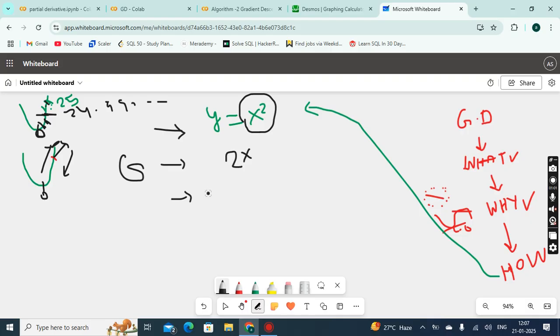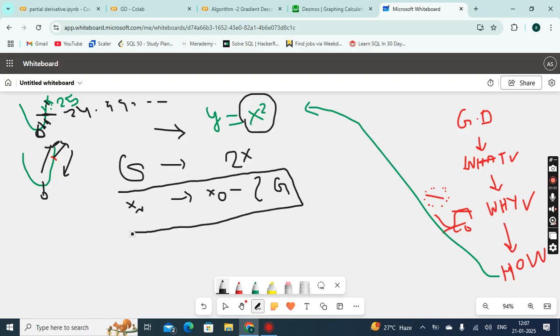That process is known as x new, right? You can write it this way: x new is equal to x old minus learning rate times your gradient. This is the formula you are supposed to use to get the gradient, and the number of times you get the gradient and store it in a place is known as your gradient descent.